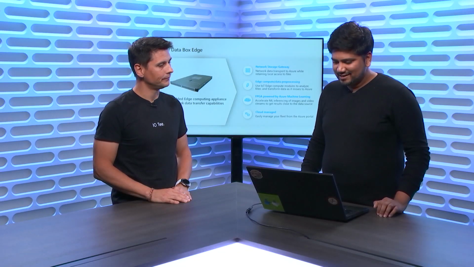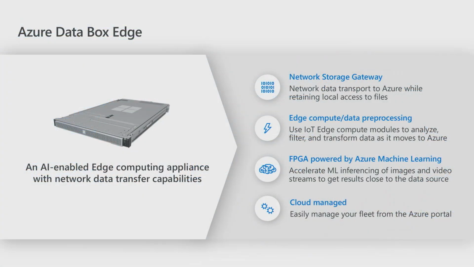Is there a last thing you want to talk about before we leave? Yeah, sure. I will wrap up with the specs of the device. It's Microsoft-branded hardware that you can rent at a very low monthly rental. It comes with a network storage gateway and hardware acceleration as part of Intel FPGA. It has edge computing built in, which comes through IoT Edge.